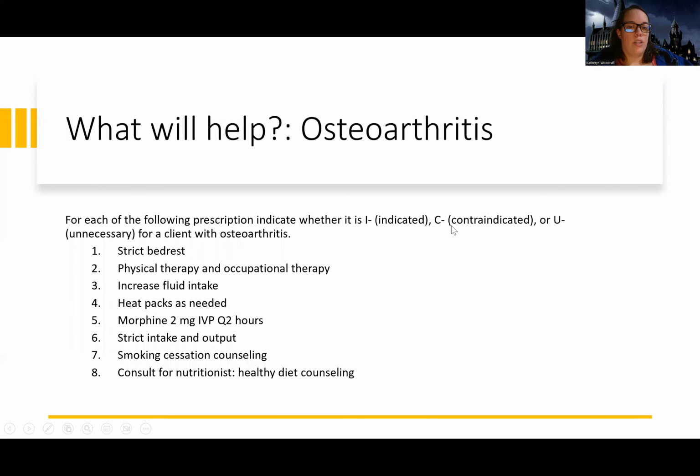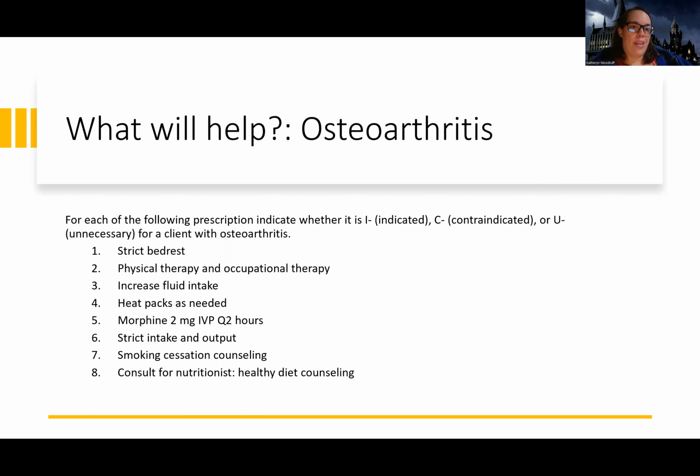All right. So let's do an activity real quick. It says, for each of the following prescriptions, indicate whether it is indicated, contraindicated, or unnecessary for a client with osteoarthritis. So first one is strict bed rest.